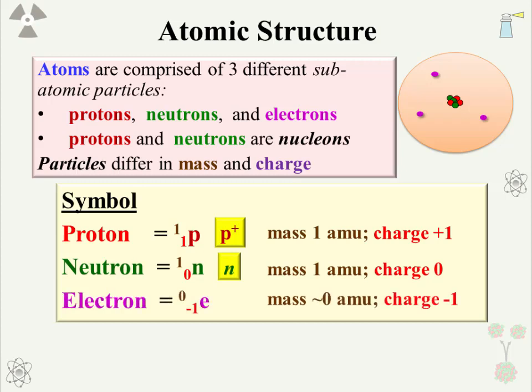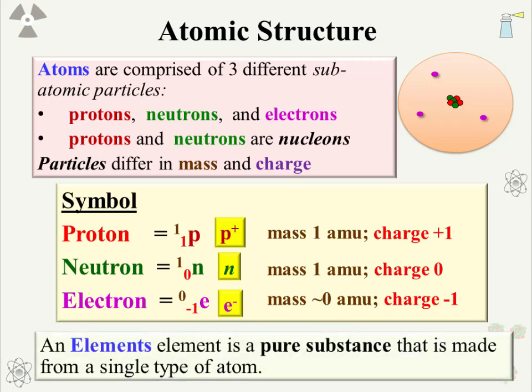The electron weighs about 1/2000th as much as a proton or a neutron. Its mass is usually neglected, as noted by the 0 in the upper left-hand corner. It does, however, have a charge. The charge is -1. The electron is often denoted as an E with a superscript negative sign.